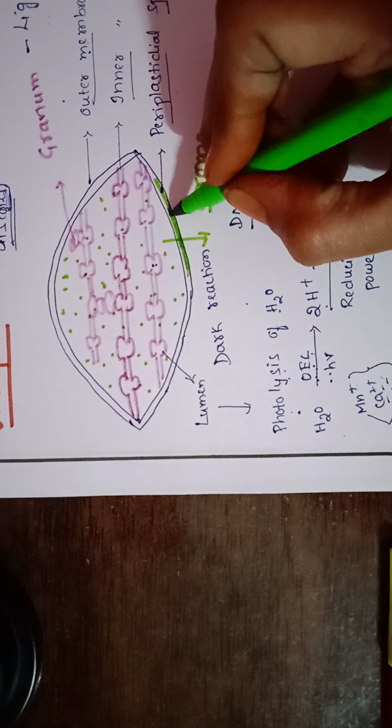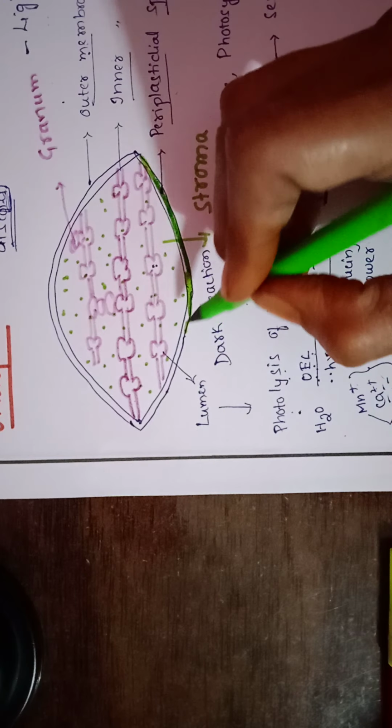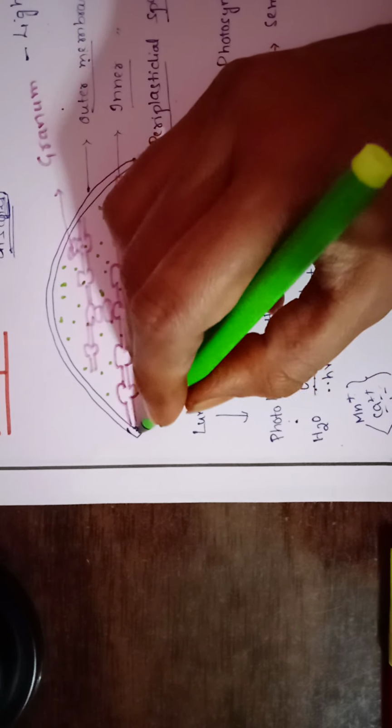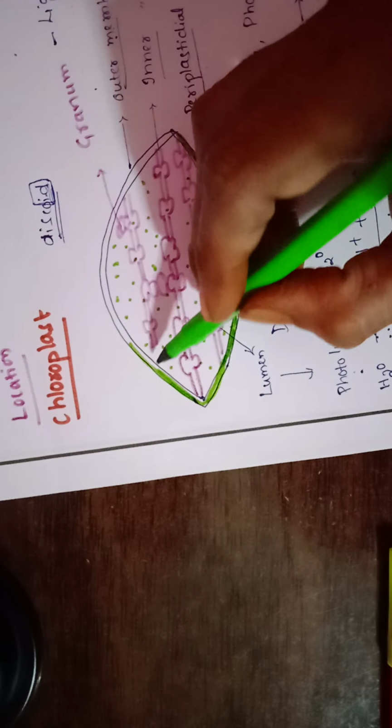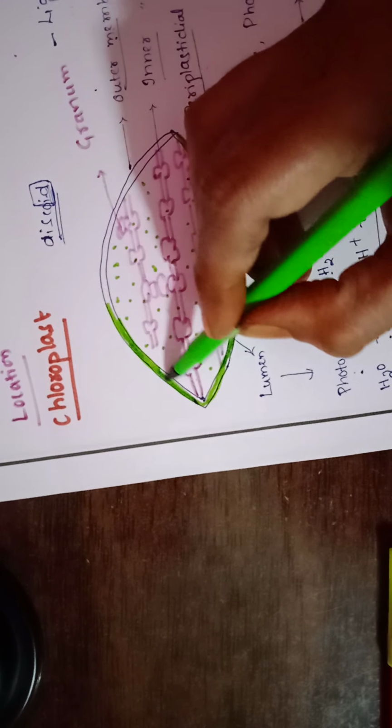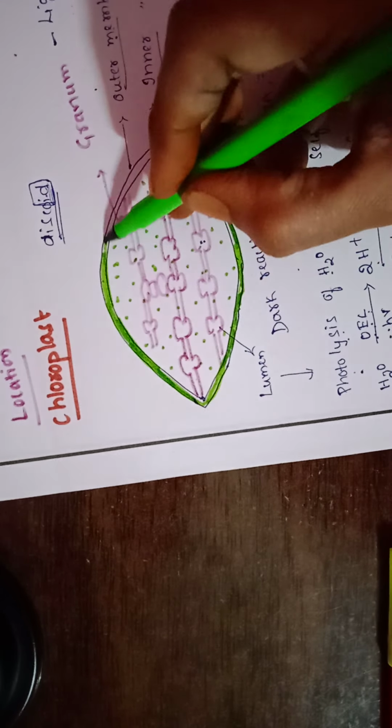So this is that periplastidial space. In mitochondria we call that the perimitochondrial space. In the nucleus it is called the perinuclear space, but in chloroplast it is called the periplastidial space. So why? Because it is one of the plastids, isn't it? Chloroplast is a plastid.